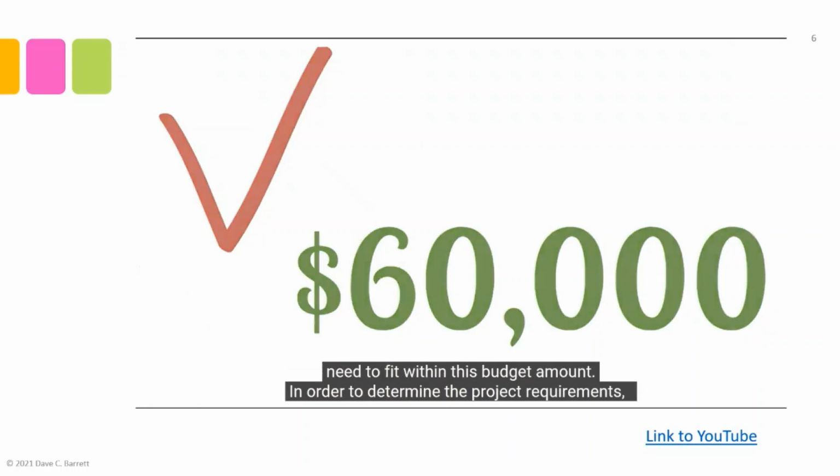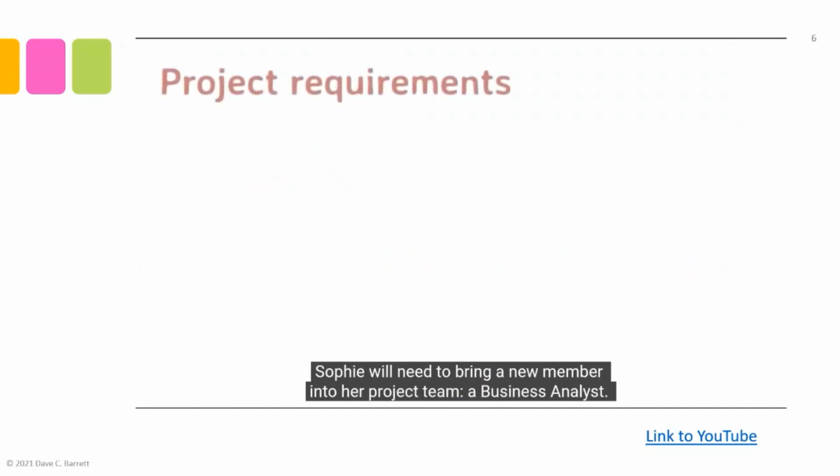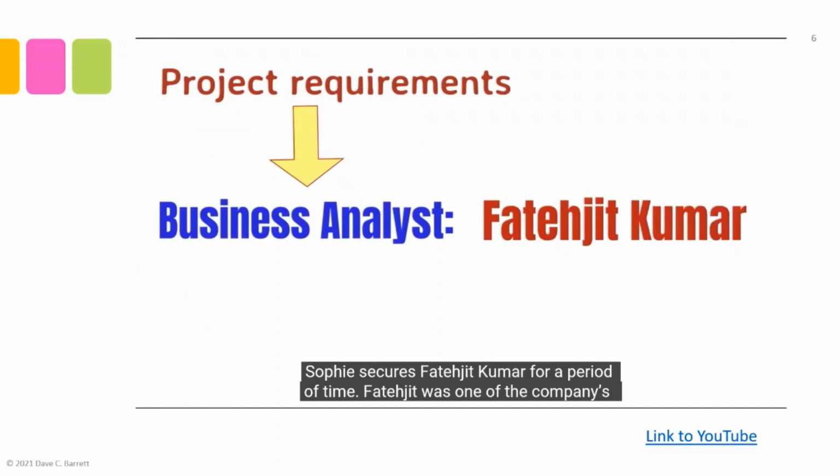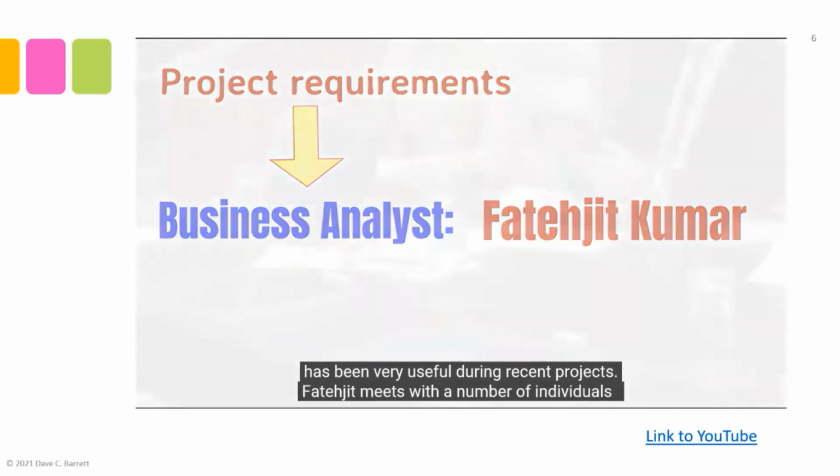In order to determine the project requirements, Sophie will need to bring a new member into her project team, a business analyst. After negotiating with a couple of senior managers within the company, Sophie secures Fatijit Kumar for a period of time. Fatijit was one of the company's first employees and has worked in both the administrative and marketing areas of the company. He has recently moved into a business analyst position, and his in-depth knowledge of the company has been very useful during recent projects.